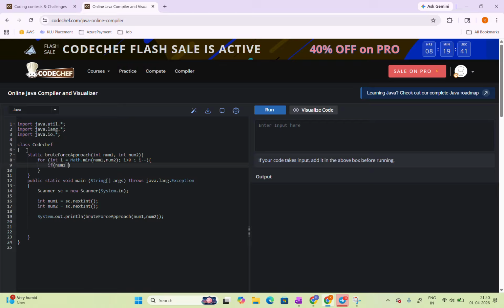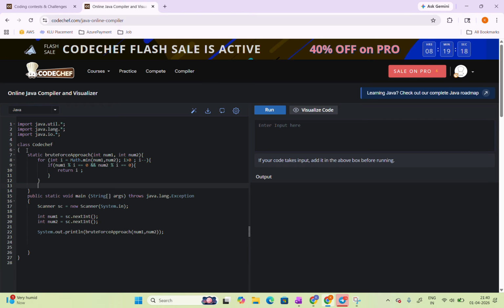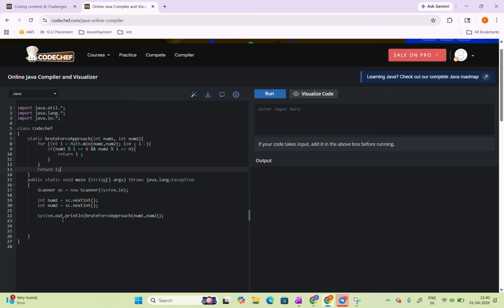If num1 modulo i equal to 0 and num2 modulo i equal to 0, return i. Or at the worst case, I am going to return 1, which is the common divisor for both. So this is one kind of brute force approach. Okay. So I am going to write the optimal approach also.